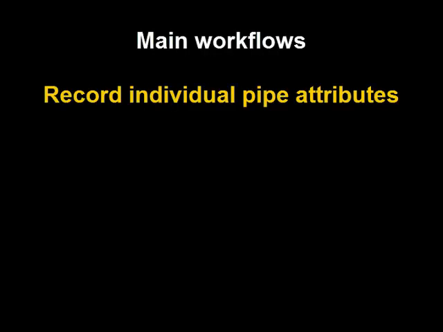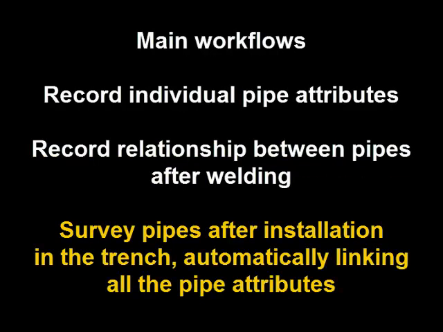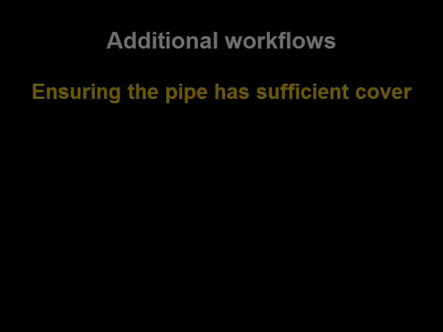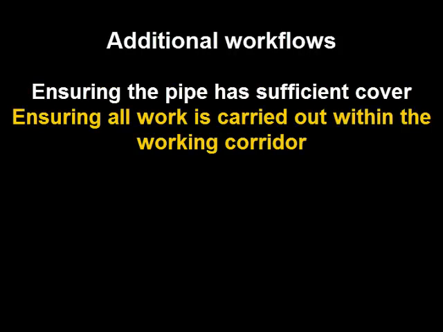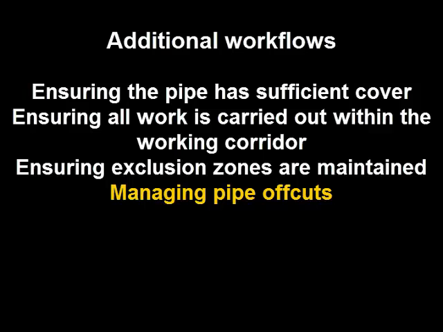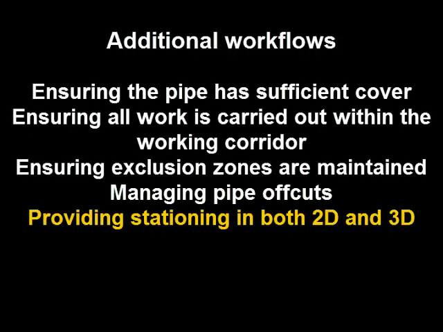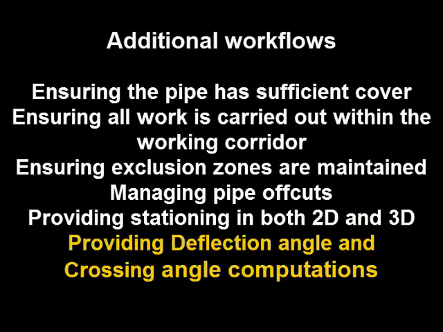The main workflows are to record individual pipe attributes, record relationships between pipes after welding, and survey pipes after installation in the trench, automatically linking all the pipe attributes. Additional workflows supported by Pipelines include ensuring the pipe has sufficient cover, ensuring all work is carried out within the working corridor, ensuring exclusion zones are maintained, managing pipe offcuts, commonly known as PUPs, providing stationing in both 2D and 3D, and providing deflection angle and crossing angle computations.